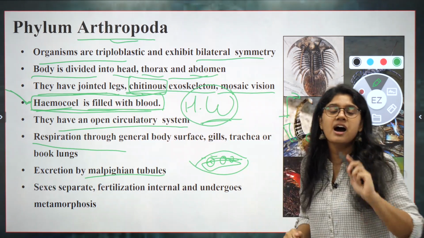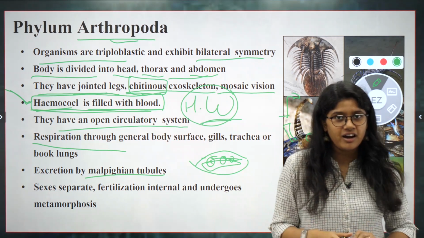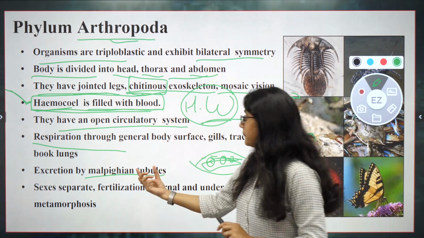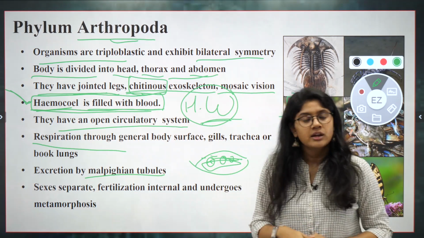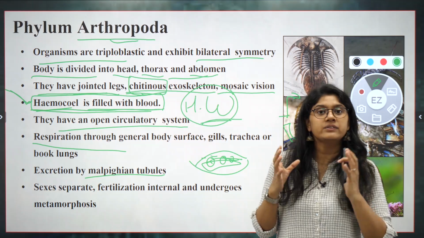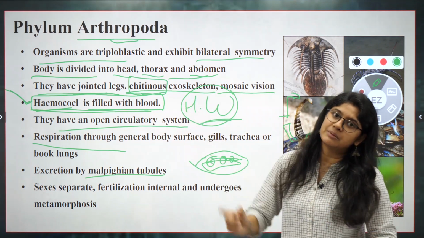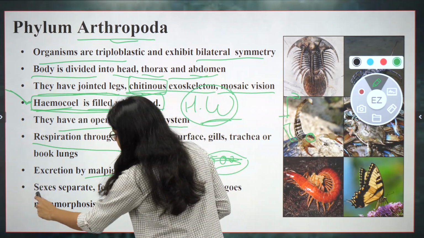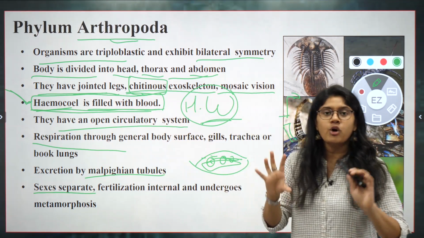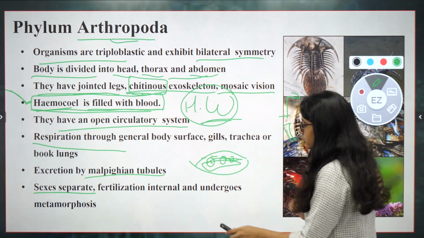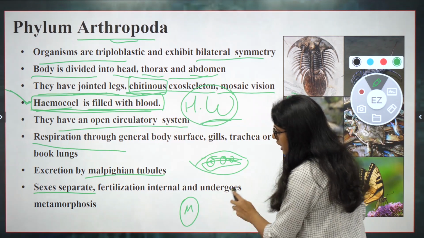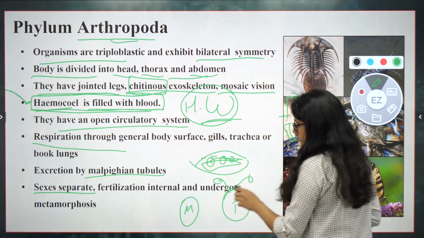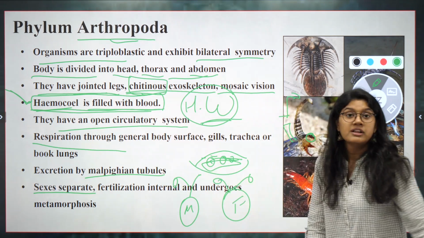Excretion in annelids was done by nephridia, but over here excretion is done by the Malpighian tubules. Okay, there are tubules present in arthropod animals, which help in the excretion process. Last but not the least, sexes are separate. Okay, two organisms will be there, separate: a male cockroach and a female cockroach. Clear?